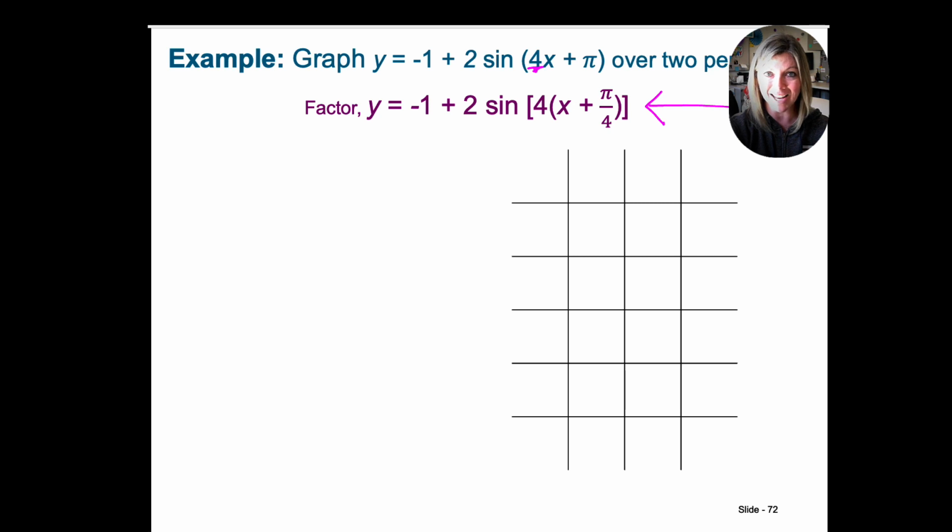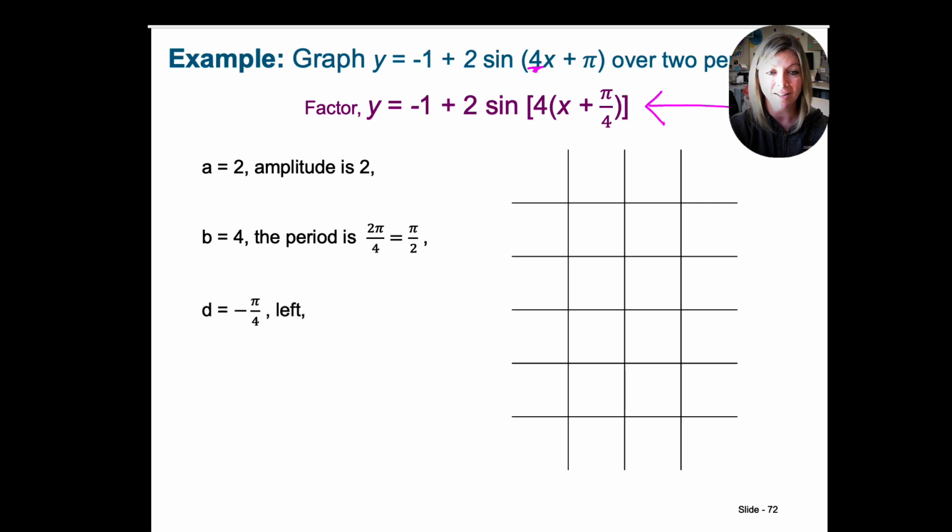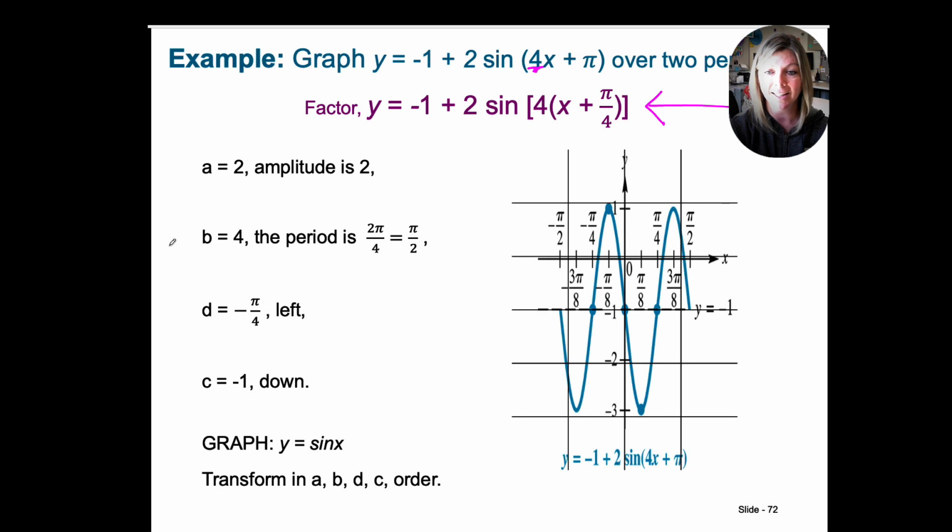Welcome back. Let's see how you did. If you came up with A is 2, B is 4, D is -pi over 4, and C is -1, good job. If you noted that your amplitude is 2, your period changes to pi over 2, your horizontal shift is to the left, and your vertical shift is down, then you got those all right as well. Start with graphing the parent function, y equals sine of x, and then transform those in order, A, B, D, C. Your resulting graph should look like this here.